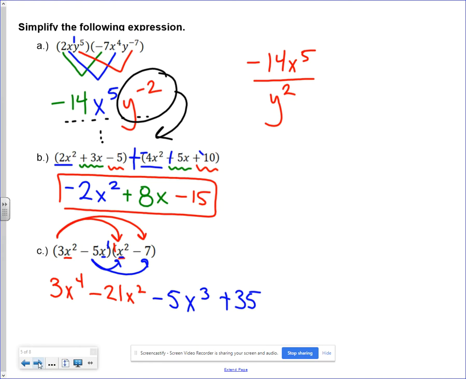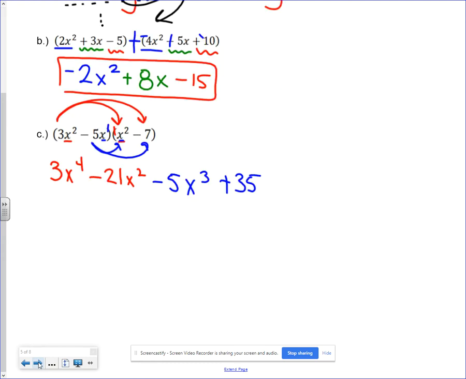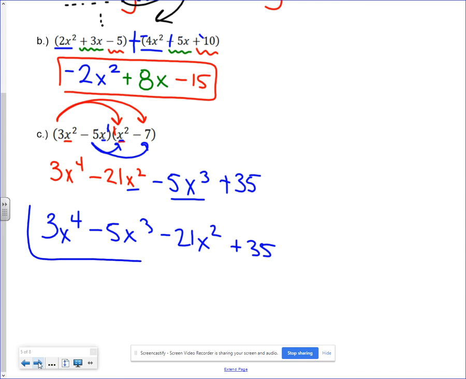Okay. Usually when they ask you to simplify an expression, they always want you to write the powers in decreasing order. Okay. So my biggest power is to the 4th power, so I'm just going to leave that at the top. My next biggest power is to the 3rd power, so I'm going to write that second. And then I got to the 2nd power. And then I got my 35. Do I have any like terms? Can I combine any of these numbers together? No. So this is simplified. This is my final answer.